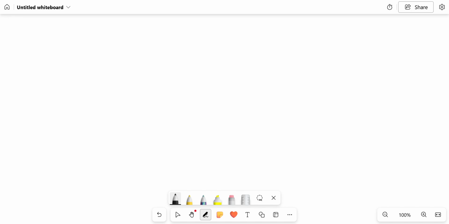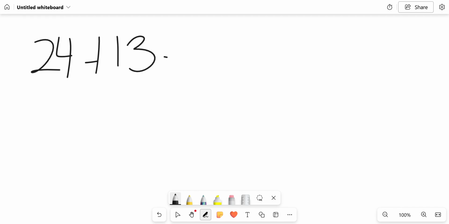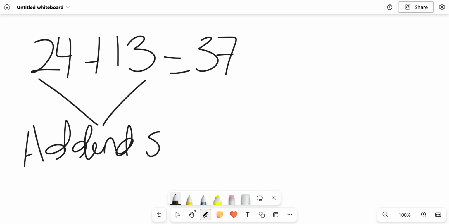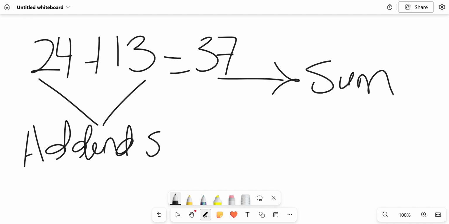So also note that the numbers being added are called addends and the answer is the sum. So when I give you 24 plus 13, which we added and gives us 37, the 24 and 13 are the addends and 37 is the sum. And I hope you understand that.